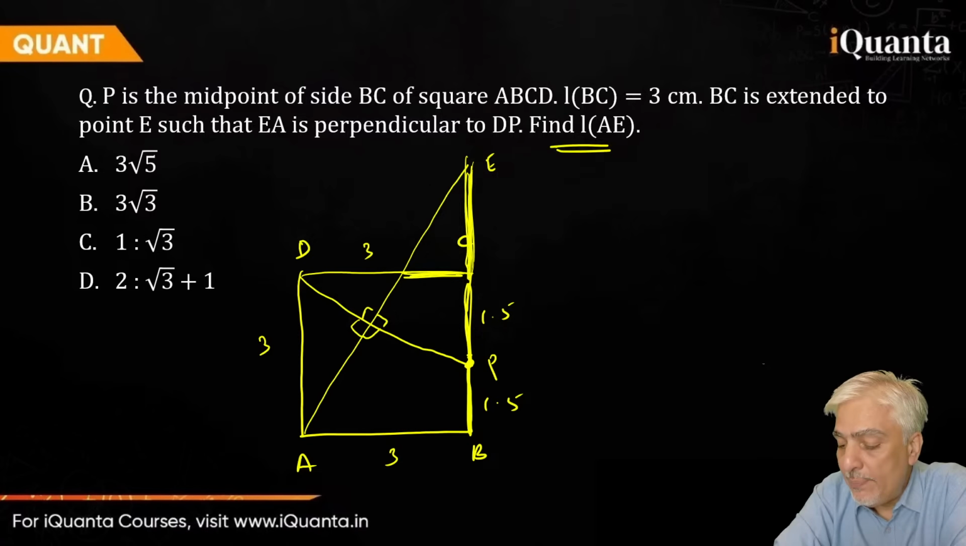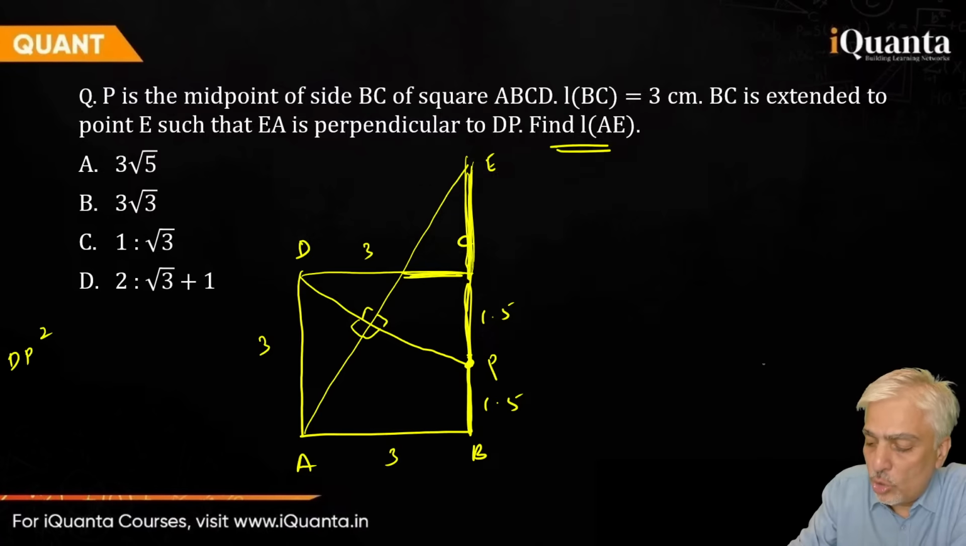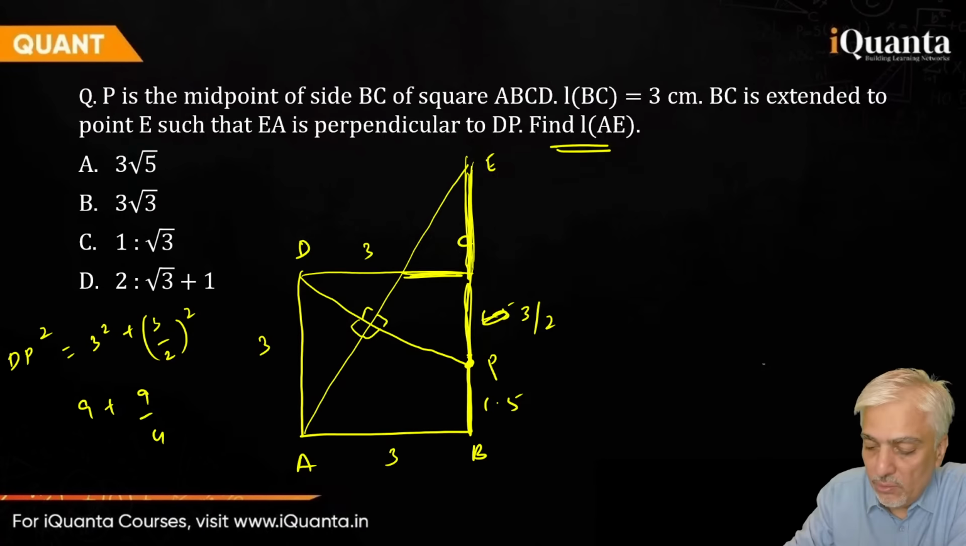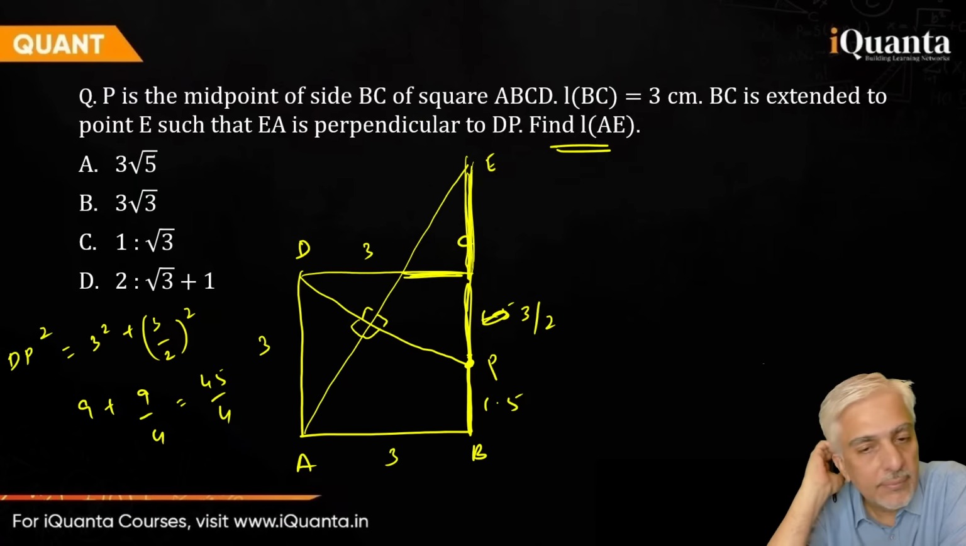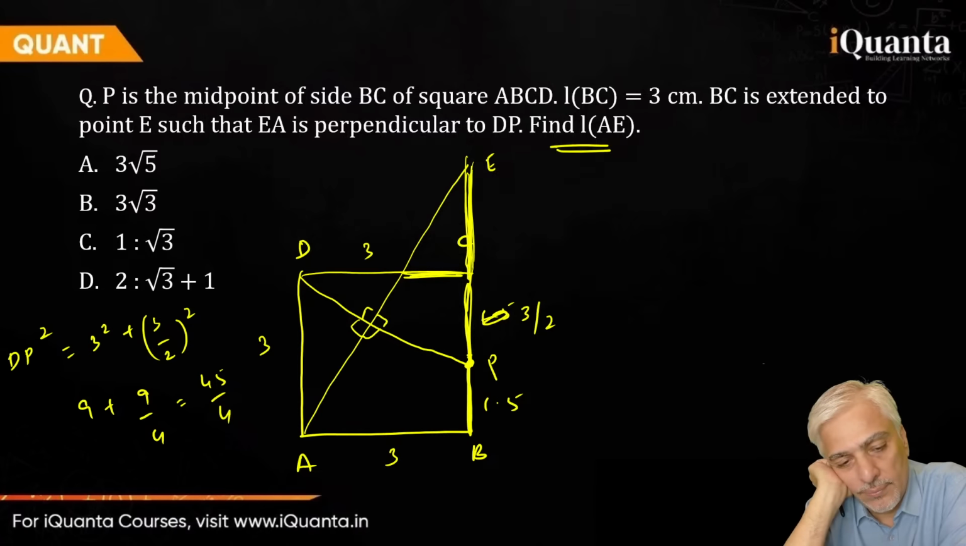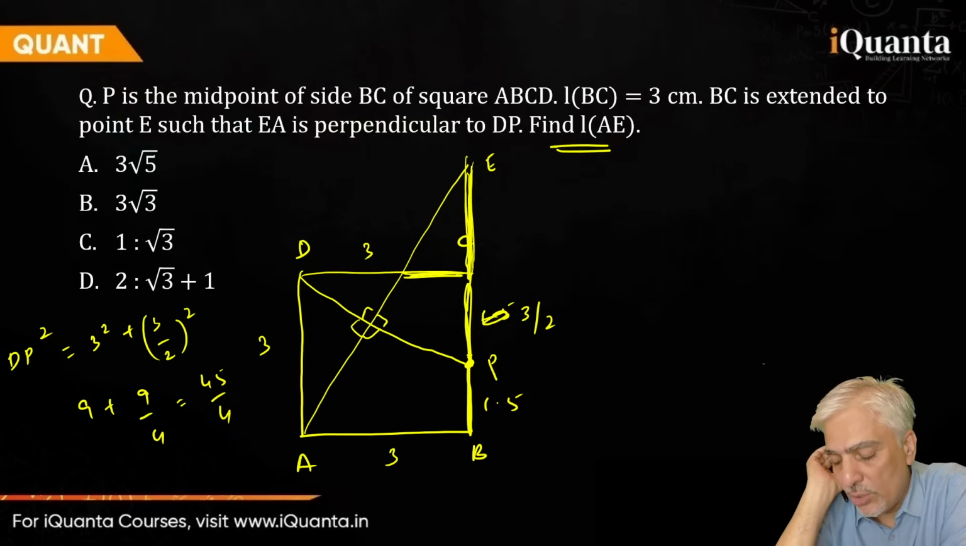We can first find DP. Somebody saying, okay, you can find DP, fair enough. What will you do with DP then? If we write this as 3/2, then DP square will be 3 square plus 3/2 square. So it will be 9 plus 9/4, 45/4, DP square. Others. Don't get into exact calculation. Don't waste your time doing all that.